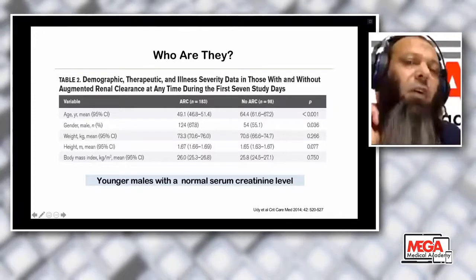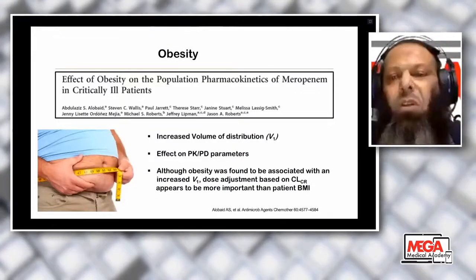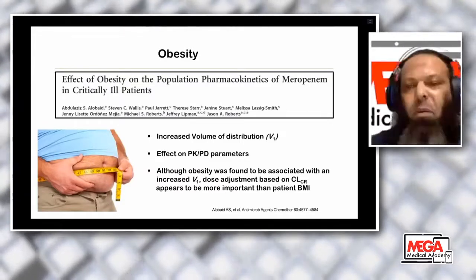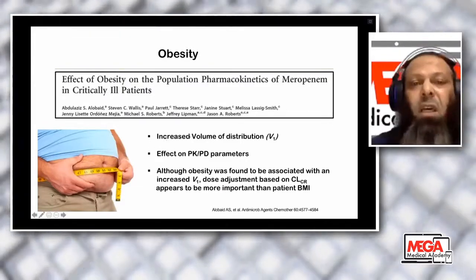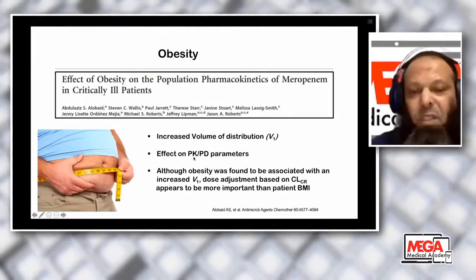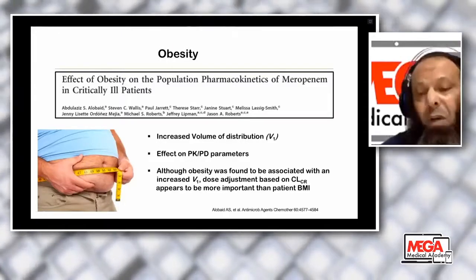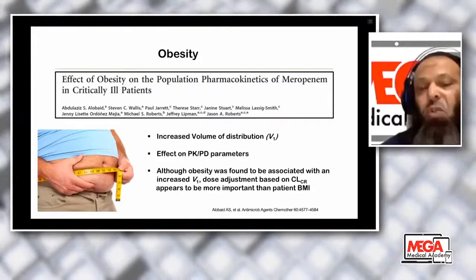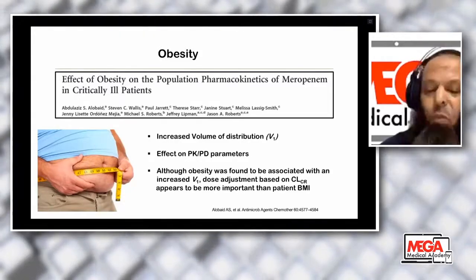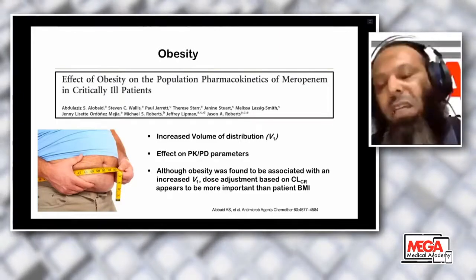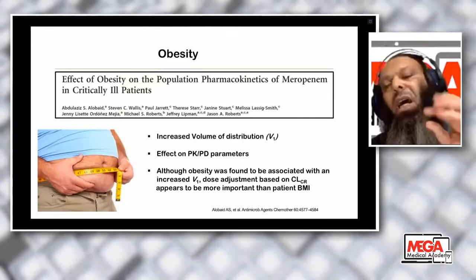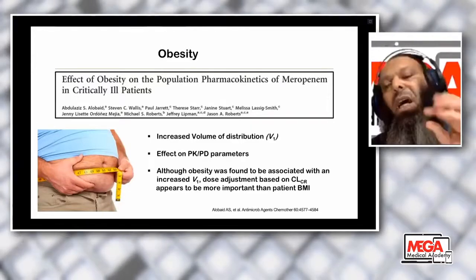What's the effect of obesity on the population? Pharmacokinetics and pharmacodynamics of antibiotic administration in the critically ill. Obesity increases the volume of distribution. Of course, it affects the PK/PD parameters. But they found that although obesity was associated with increased volume of distribution, dose adjustment by creatinine clearance appears to be more important than the BMI. So again, you have to appreciate the creatinine clearance and augmented creatinine clearance.